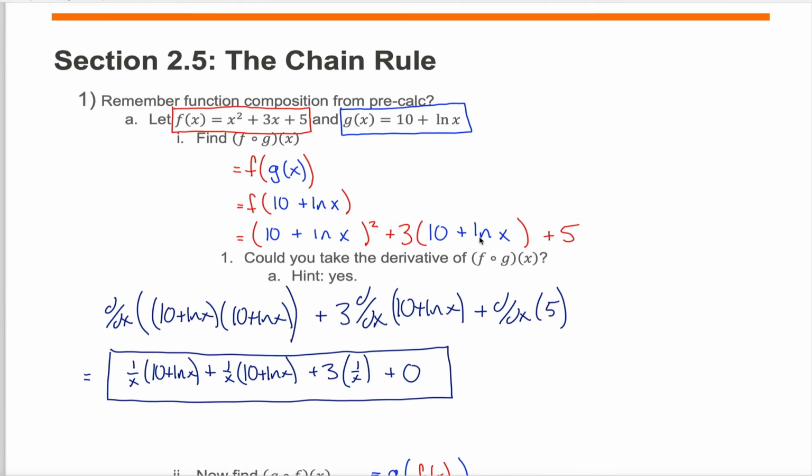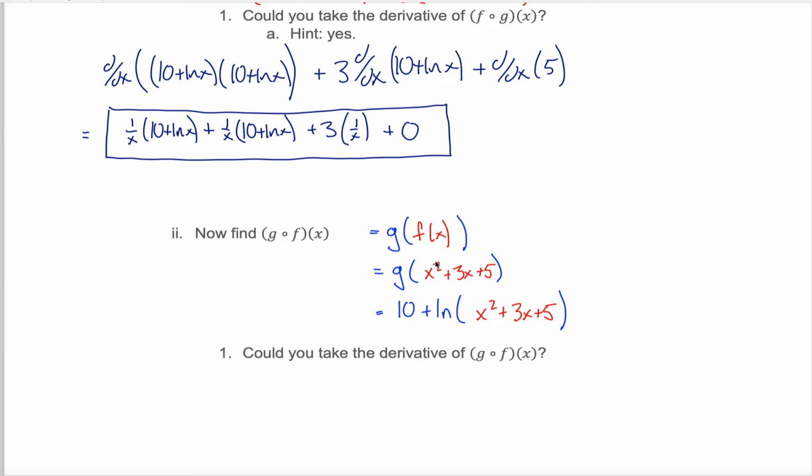If I put them together in this order, I get this mess, which I could take the derivative of using our previous knowledge. But if I put them together in this order, I get this mess, and I don't think you can take this derivative. At least not with the skills that we have. You take the derivative of 10, that's a 0. But what's the derivative of the natural log of x squared plus 3x plus 5? I don't know. That's not true. I do know. You don't know because I haven't taught you yet.